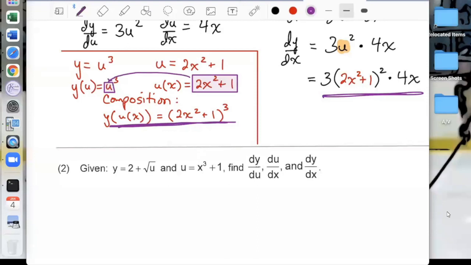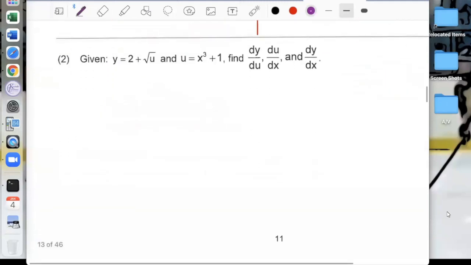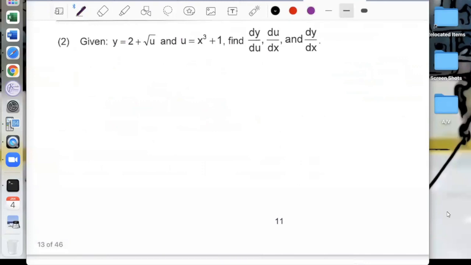I'll show you a complicated monstrosity in a minute, and then I'll show you how it could be much simpler. So looking at number 2, again, I'm looking for the derivative of y with respect to u. So I have y equals 2 plus, I'm going to write it as u to the 1/2 power.